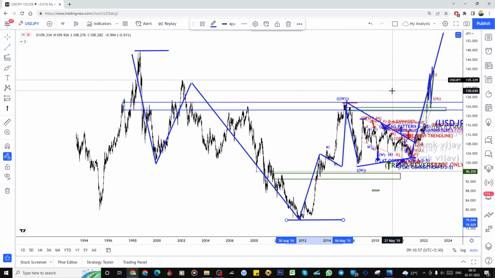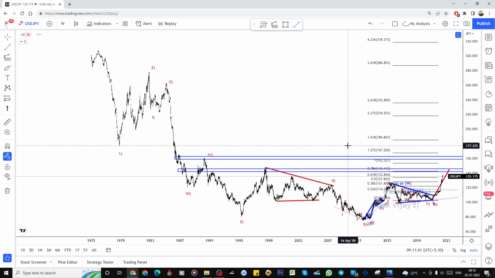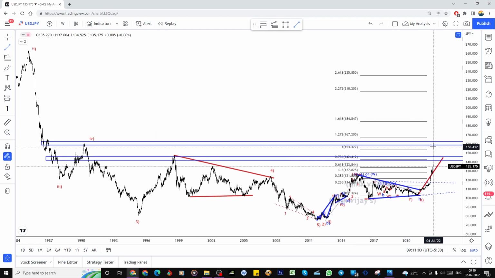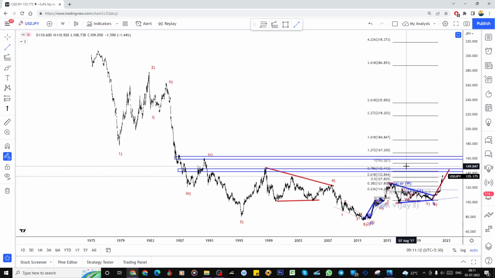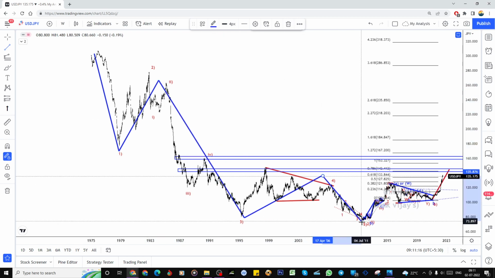So USD JPY, once again I will show you that. Look at this. What is our target? Here 140 and then 160. So this is the target. So 1, 2, 3, 4 and 5.